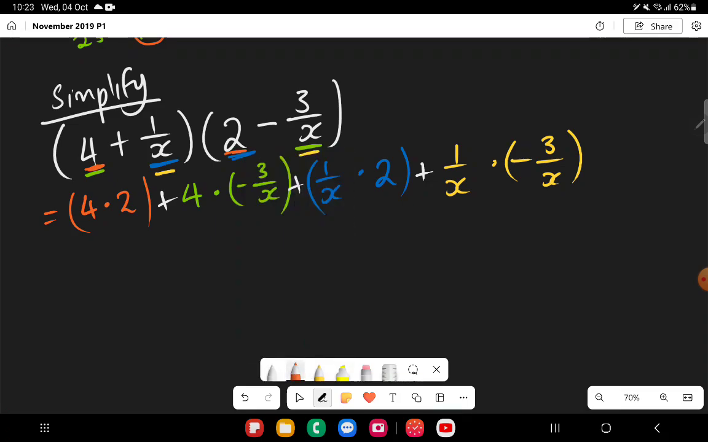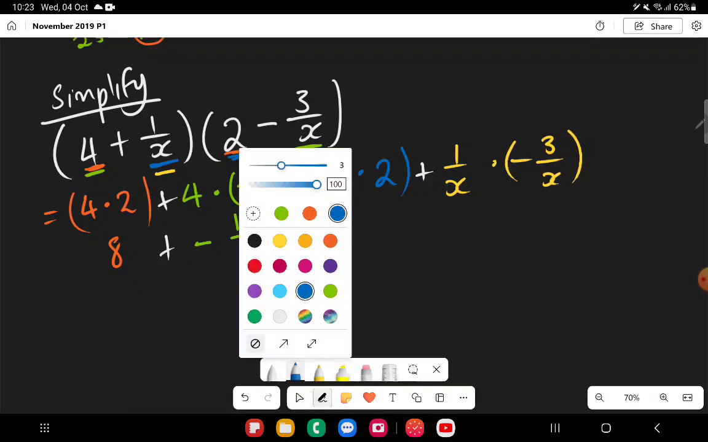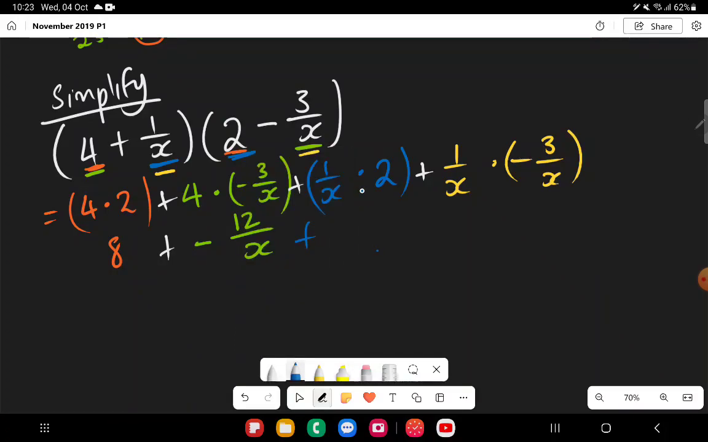4 times 2 is 8, plus 4 times 3 is 12 over x, plus 2 over x, plus negative 3 over x squared.